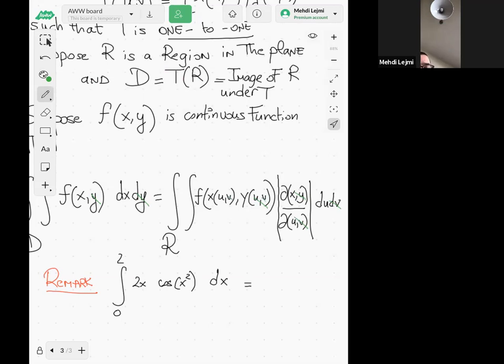So you do this transformation, u equals x squared, all right? Or in other words, you can express x in terms of u. So x would be plus or minus square root of u, but x is between 0 and 2. So x is positive, right? So it's plus square root of u.